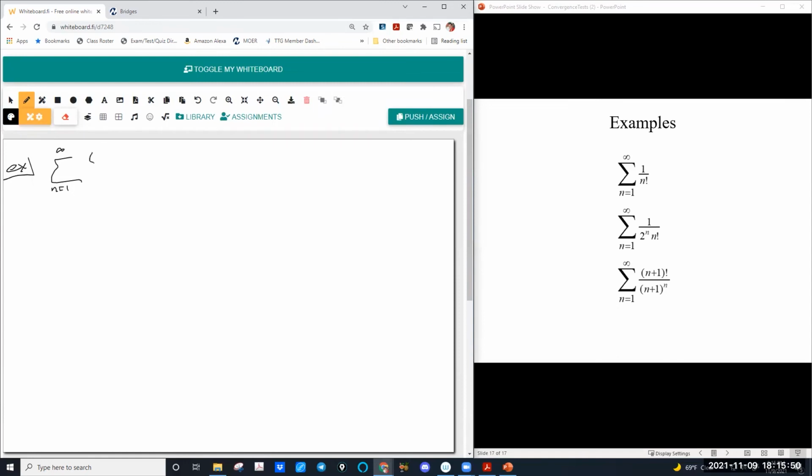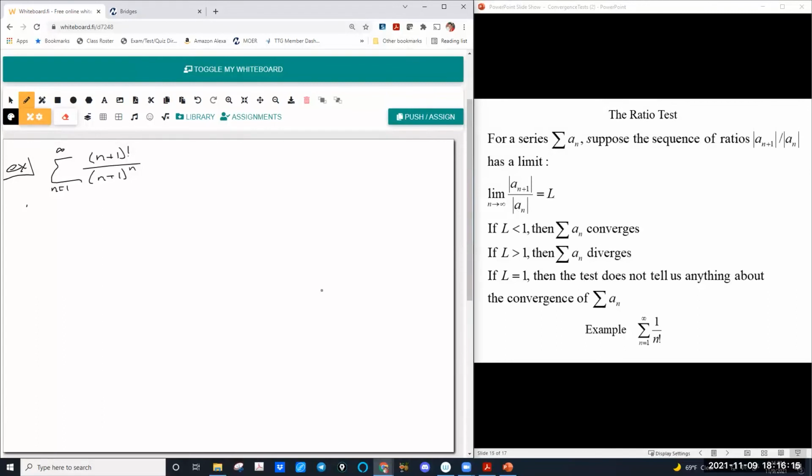So this one gets a little messy because we have two things going on. We've got a factorial on top and an exponential on bottom. And so the question becomes, does the factorial or the exponential win? And especially in the n to the n case. All right, so let's set up our ratio test.